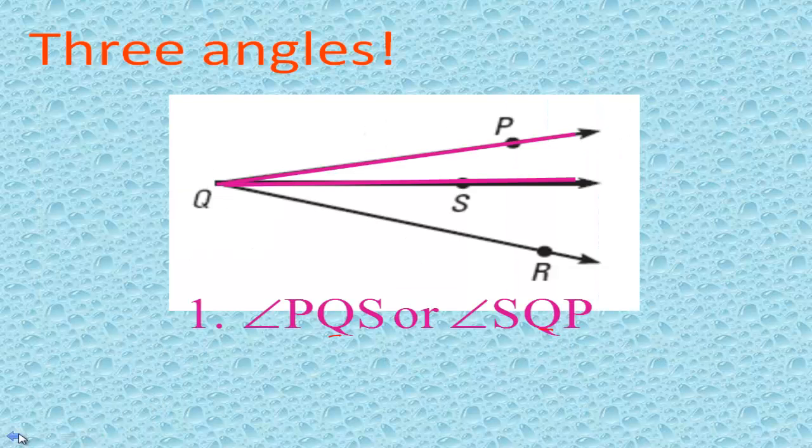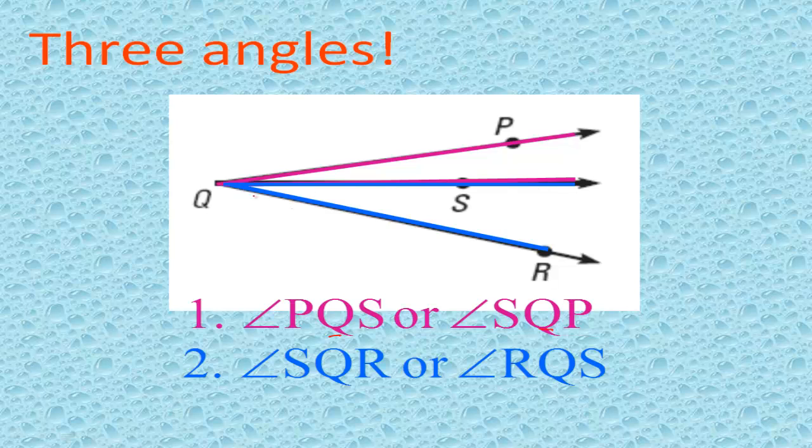The first angle you see is PQS or SQP. Notice that the vertex letter is always the middle letter of the 3 letters that you choose to name your angle, and you can name it PQS or SQP. It doesn't matter. For your second angle, there it is, angle SQR or angle RQS, and the middle letter is always your vertex. And for your third angle that we see, this yellow one, the big one, PQR or RQP.